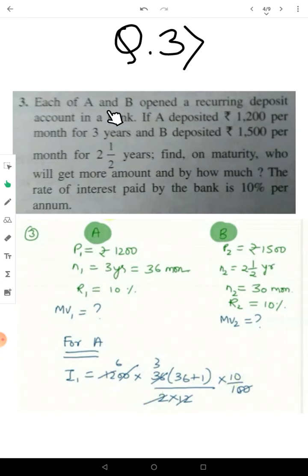Now question number 3. Each of A and B opens a recurring deposit account in a bank. If A deposited rupees 1,200 per month for 3 years and B deposited rupees 1,500 per month for 2.5 years, find on maturity who will get more amount and by how much. The rate of interest paid by the bank is 10% per annum.